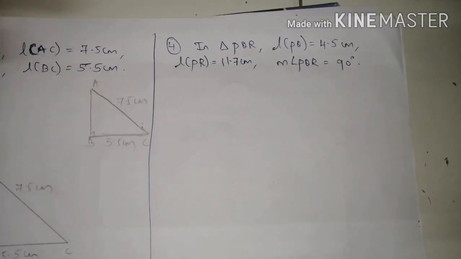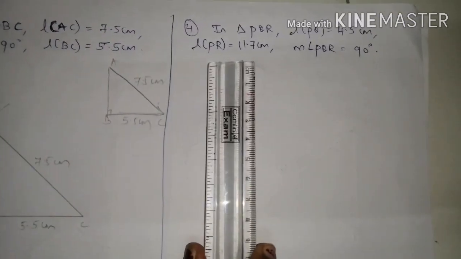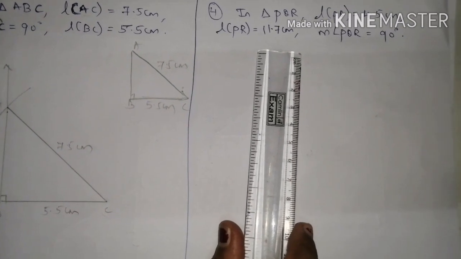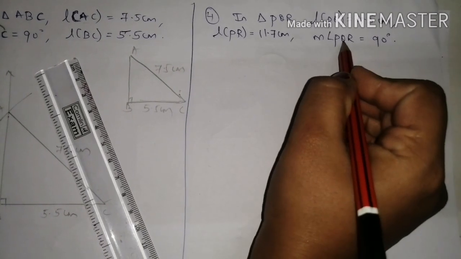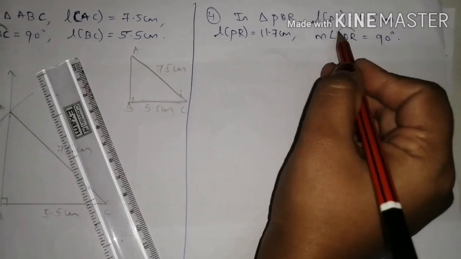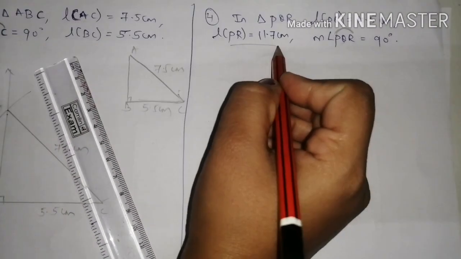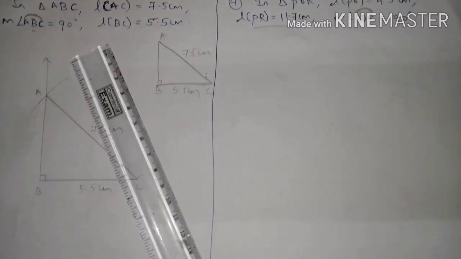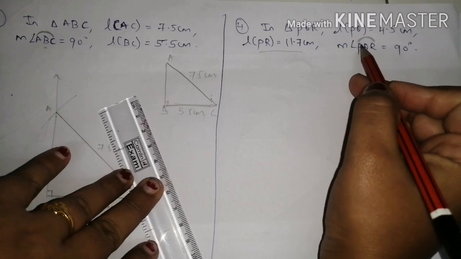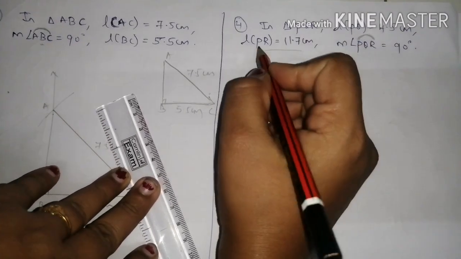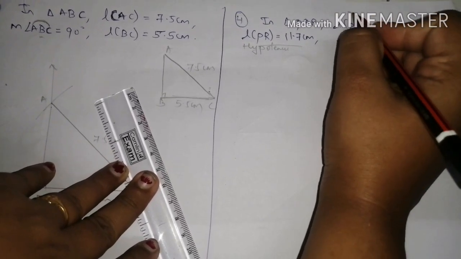Now one more sum, last sum. In triangle PQR, length of PQ is 4.5 centimeter, length of PR is 11.7 centimeter, measure of angle PQR is 90 degree. Now see, angle Q is 90 means PR is 11.7 centimeter. Let's draw it. First rough figure. Q is 90, therefore PR will be the hypotenuse. This is your hypotenuse side and this will be your base side.